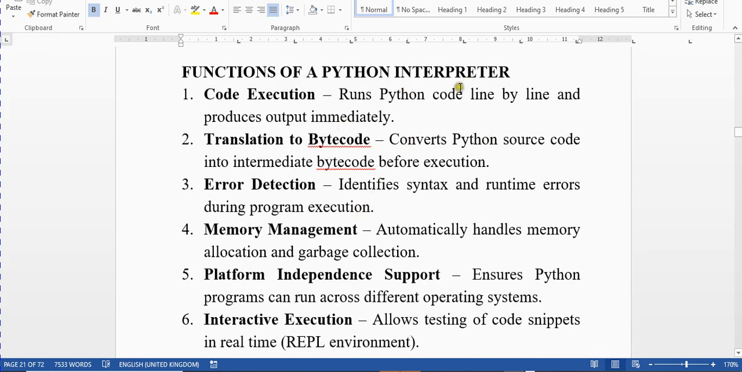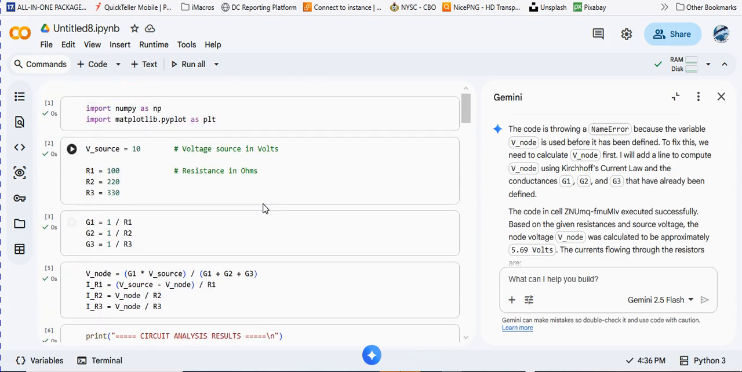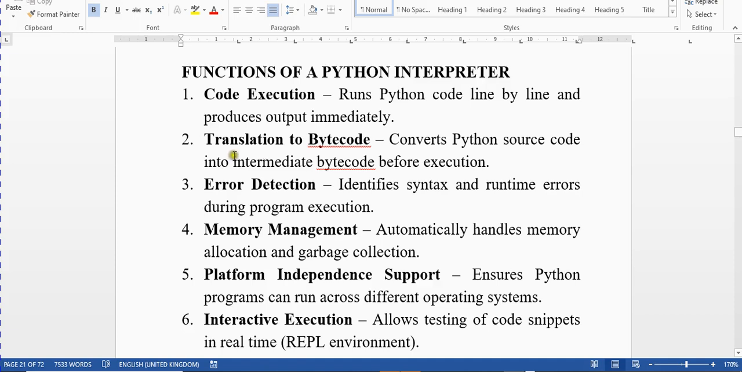So the error we encountered the other time when we were running, let me just go through it. When we were running this, you see that it gave us the circuit analysis result. When we are running the circuit analysis, it shows the error and we were able to manage it.